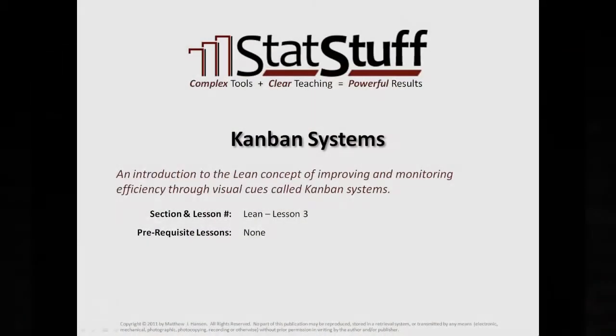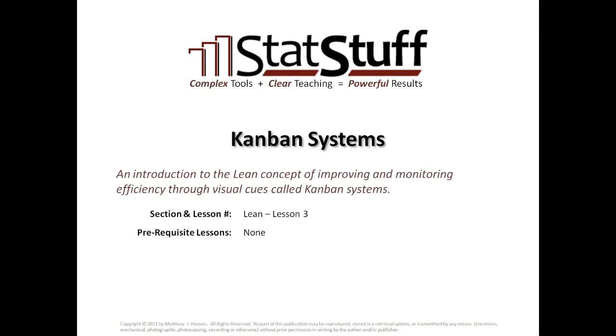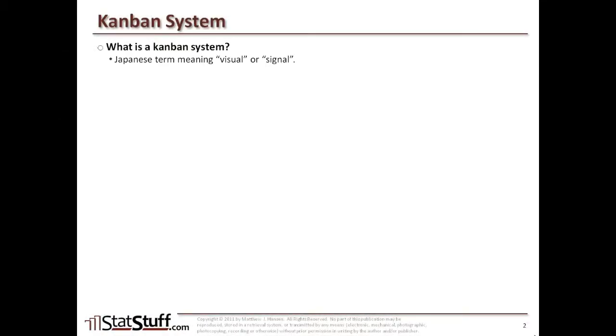In this lesson, we'll review the linked concept about Kanban systems that use visual cues to help improve process efficiency. There are no prerequisites for this lesson, so we'll begin by defining what is a Kanban system. Well, the word Kanban itself actually is a Japanese term that means visual or signal.